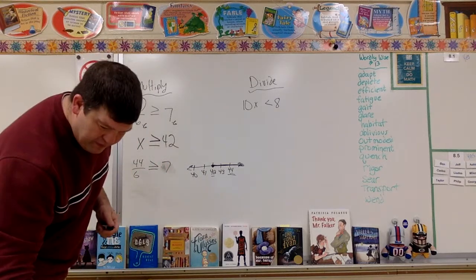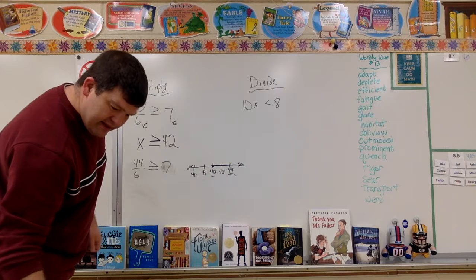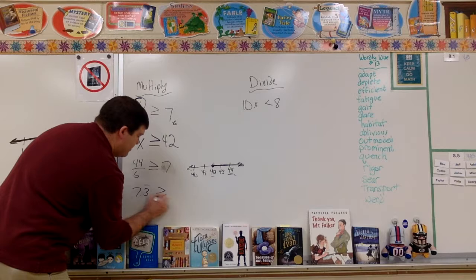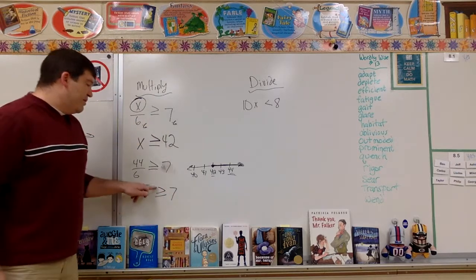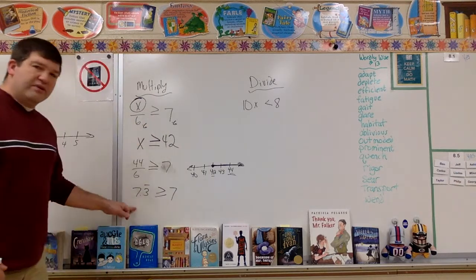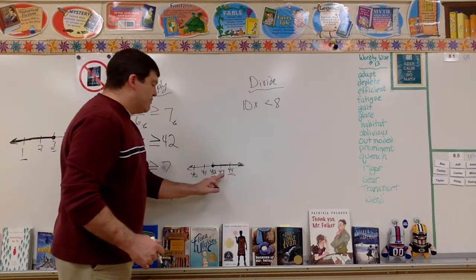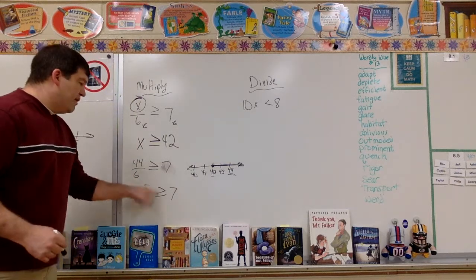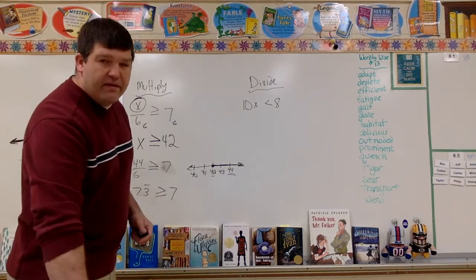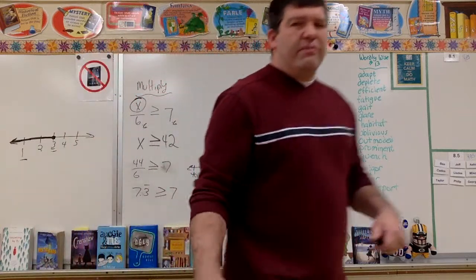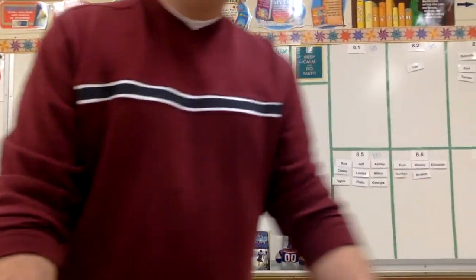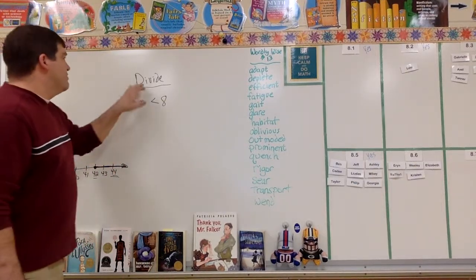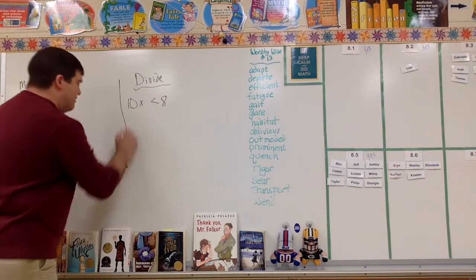Okay? So now I do 44 divided by 6 equals 7.3. Is 7.3 greater than or equal to 7? Yeah, it's greater than. So I know that 44 works, 42, I know 43 will work. Everything greater is going to be greater than or equal to 7. Okay? All right. You should be pretty familiar with this. We did a lot of these last chapter solving for the variable. Okay? This one, we're going to use division to solve this one.